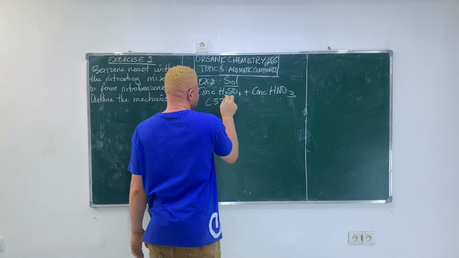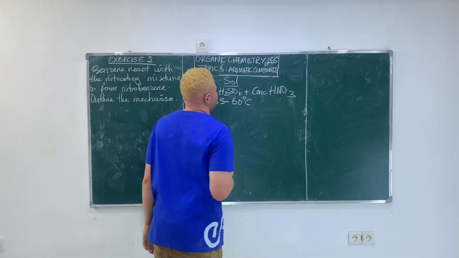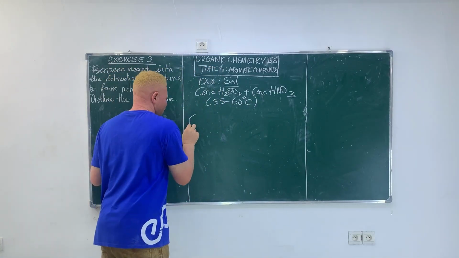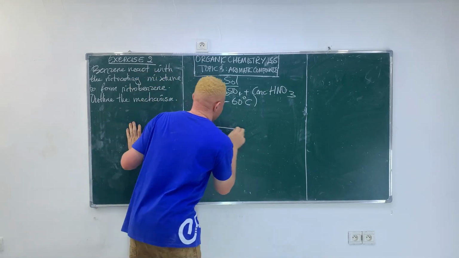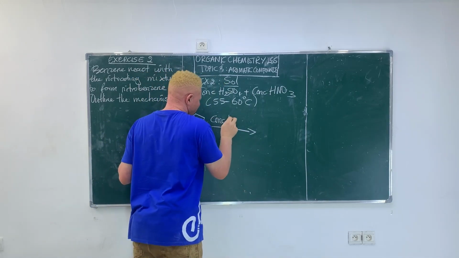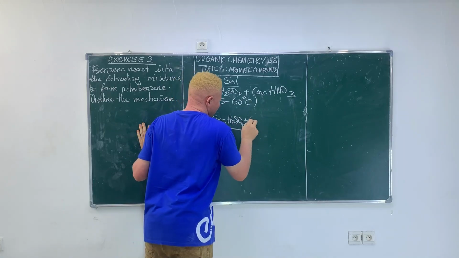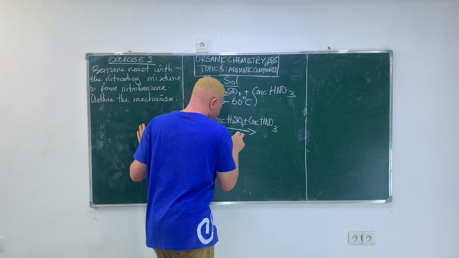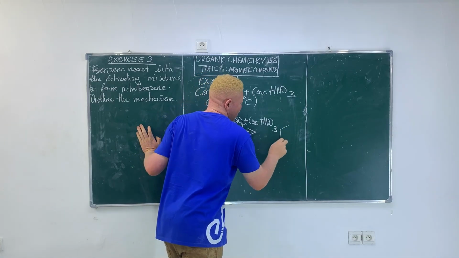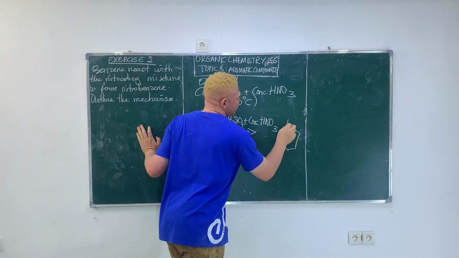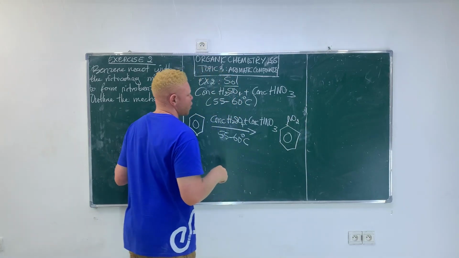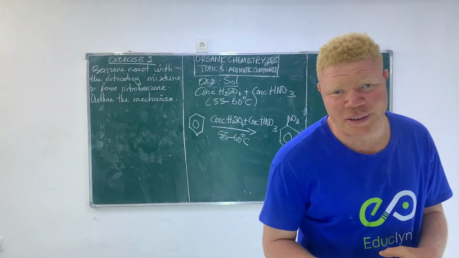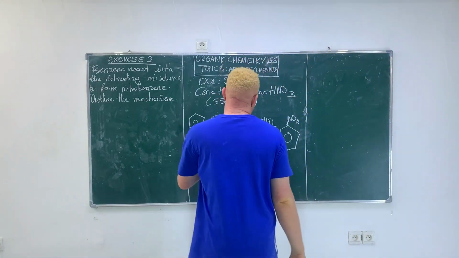The temperature is from 55 to 60 degrees Celsius. So, write the equation for the reaction, please. Benzene, nitrating mixture (concentrated sulfuric acid and concentrated nitric acid), 55 to 60 degrees Celsius, gives nitrobenzene. In this case, we are converting benzene to nitrobenzene. Okay, we have to write the equation.